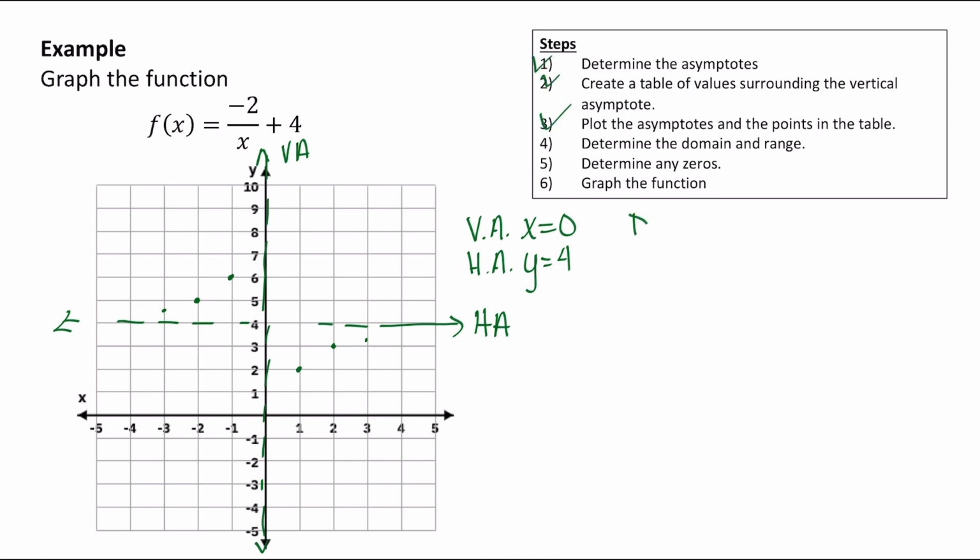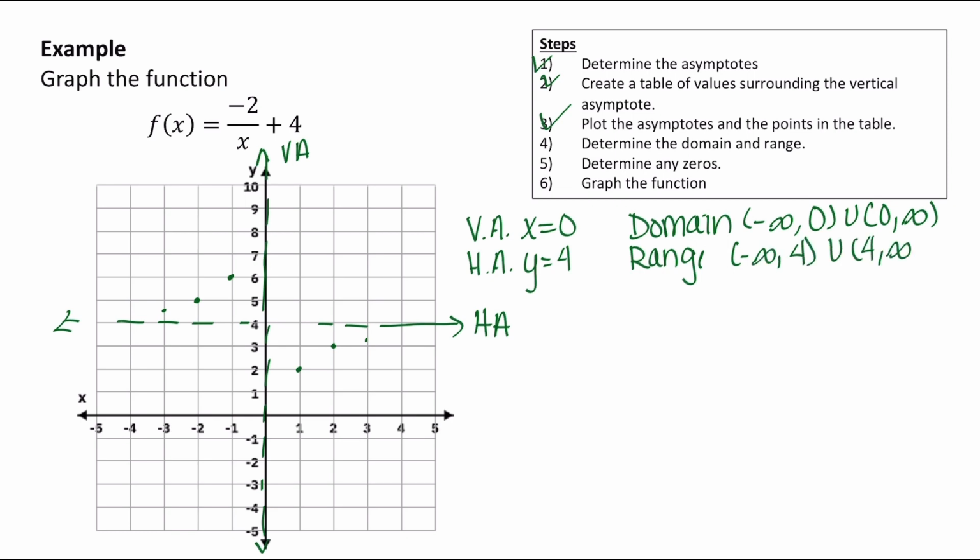Let's talk about the domain and range. So the domain is going to go from negative infinity to 0, right? The value of h, and then 0 to infinity. The range is going to go to k. So we have negative infinity to 4, and then 4 to infinity.